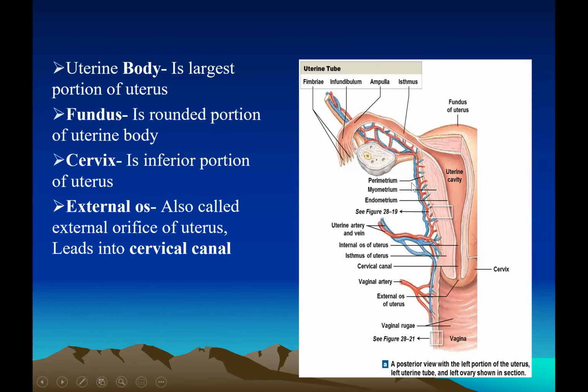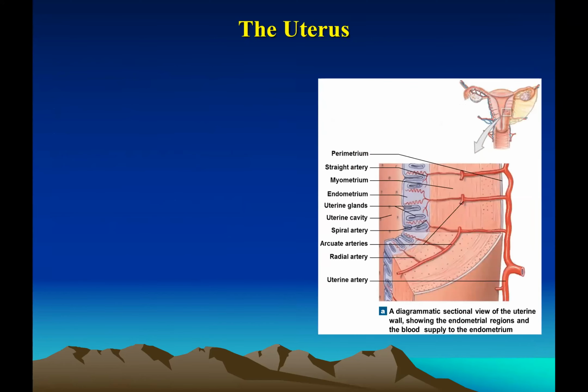The uterus body is the largest part of the uterus. The curved top is called the fundus. The opening is called the cervix, and that leads to the cervical canal.